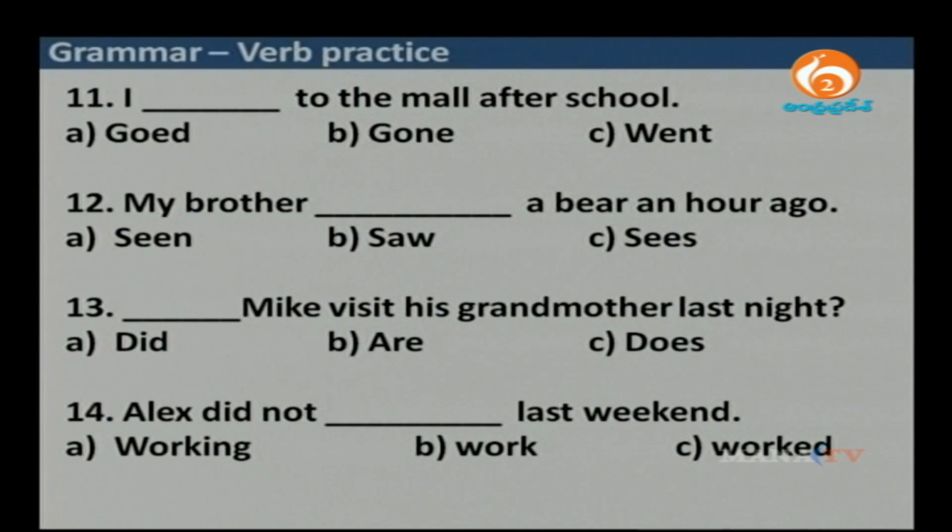Number 14, Alex did not dash last weekend. Alex did not working. Alex did not work. Alex did not worked. If you remember, in terms of the verb form, I already explained there cannot be two past tenses next to each other. So this is did not, past tense. My next actual verb should be present tense. So Alex did not work last weekend.